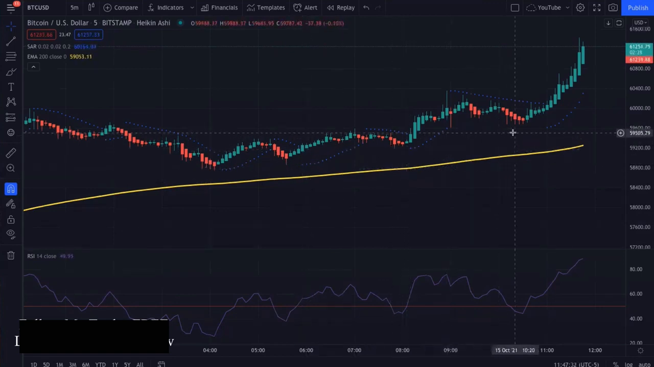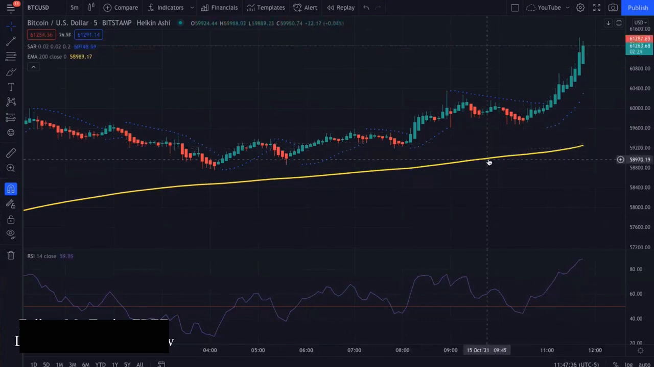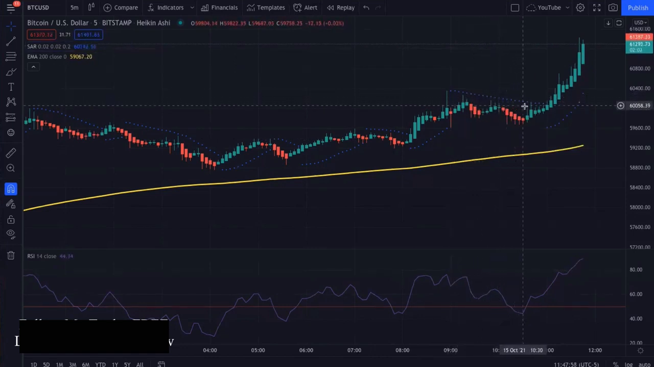So for instance, over here, this is a prime example of the run that Bitcoin's having right now, which would have been caught with this awesome strategy, right? So when the price action is above the 200 EMA, you're only looking for opportunities to buy, right? As when you see that, hey, right now the parabolic SAR is above the price action, so you're not gonna buy, you're not gonna buy, you're not gonna buy, bam.